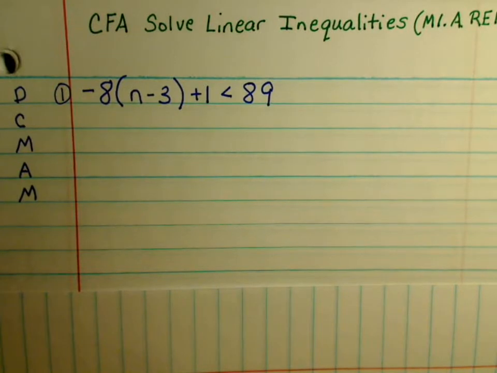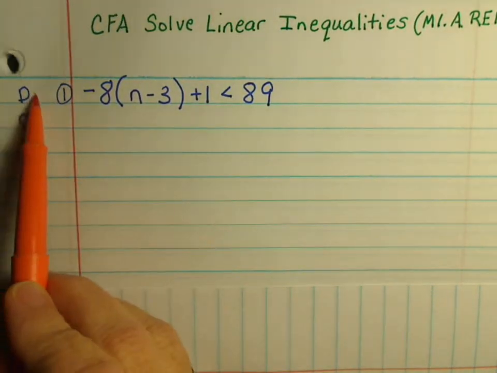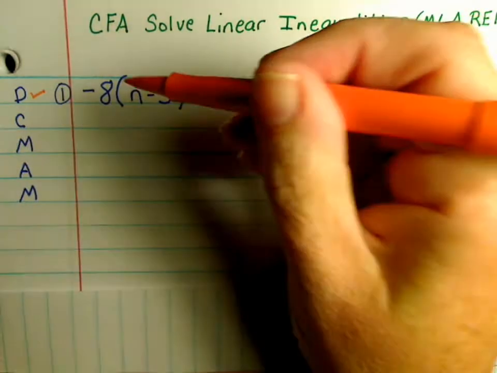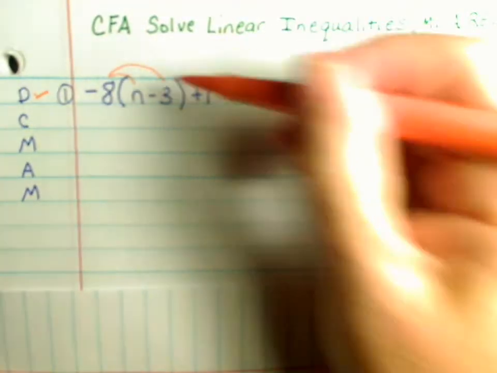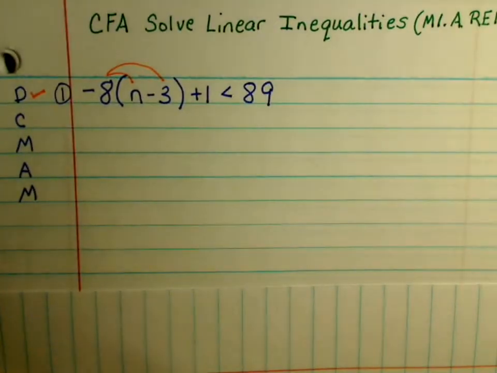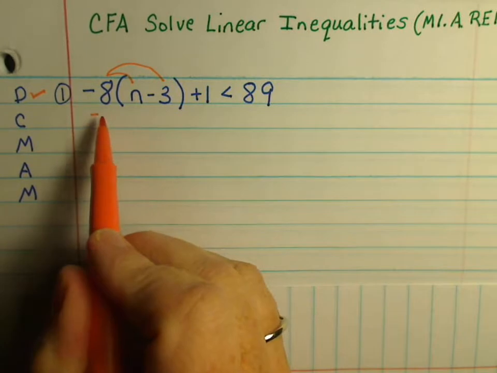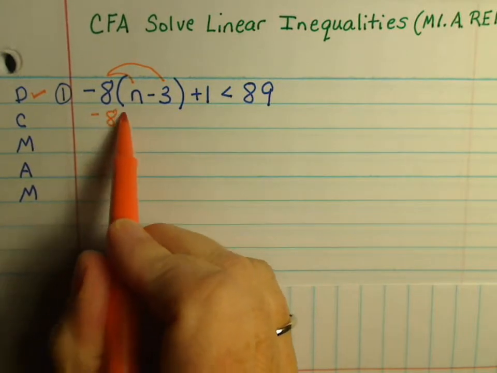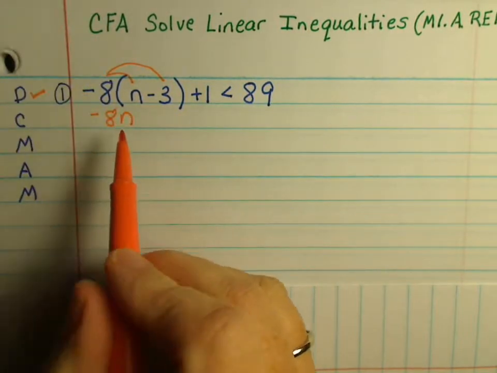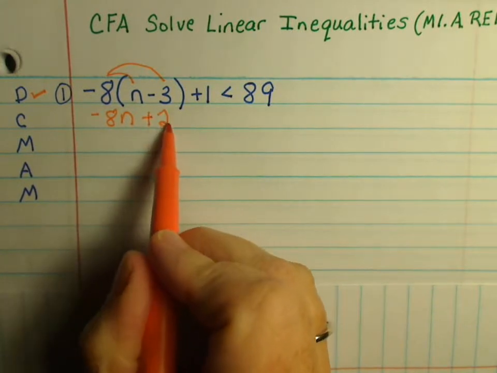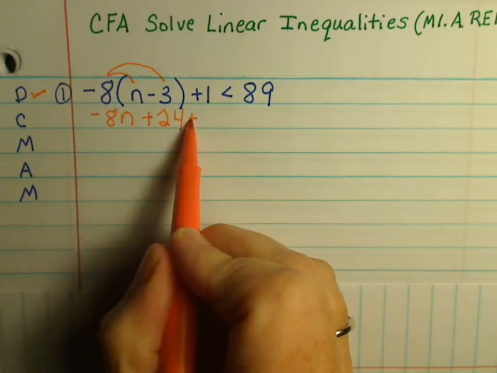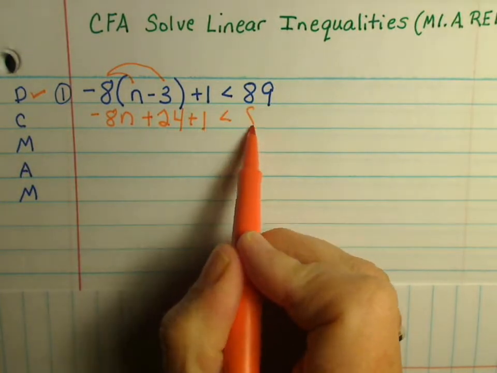Okay, let's go through and follow the steps. The first step is to see if you need to do the distributive. Well, we do have a parenthesis, so we can do the distributive. That would be to multiply what's in front of the parentheses times everything on the inside. So that is going to give me a negative 8n plus 24 plus 1 is less than 89.